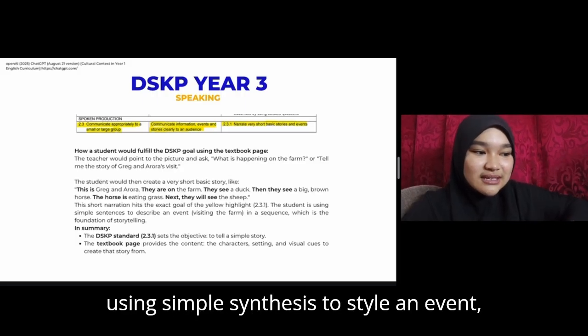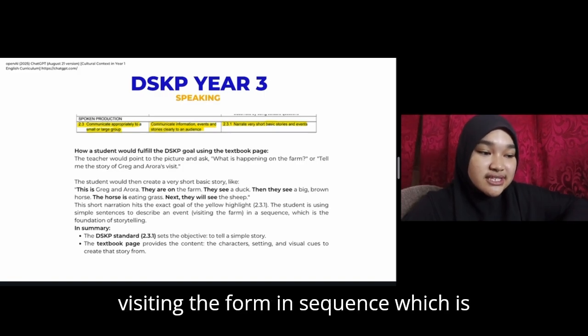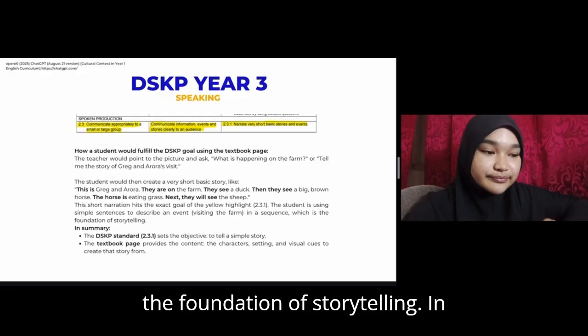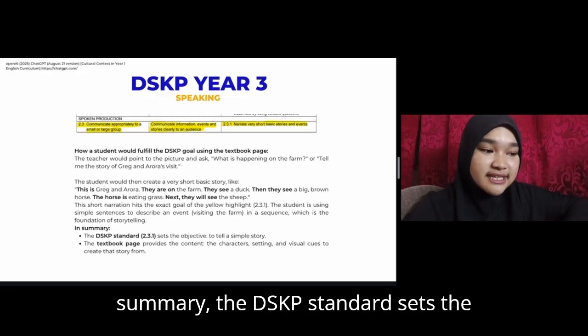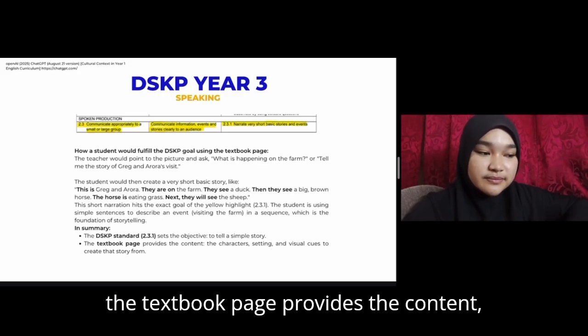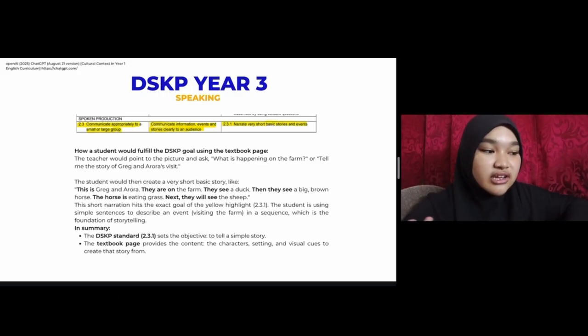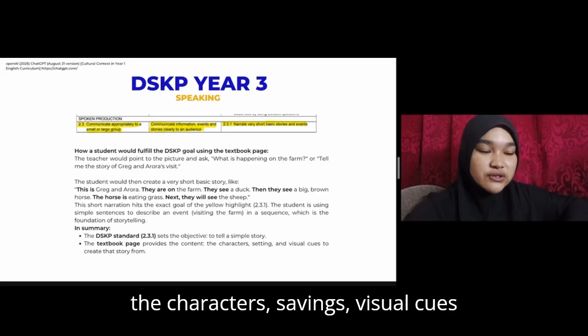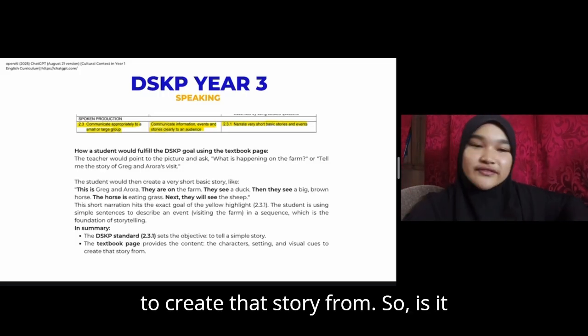The student is using simple sentences to describe an event, visiting the farm, in sequence, which is the foundation of storytelling. In summary, the DSKP standard sets the objective to tell a simple story, and the textbook page provides the content, the characters, setting, and visual cues to create that story from.